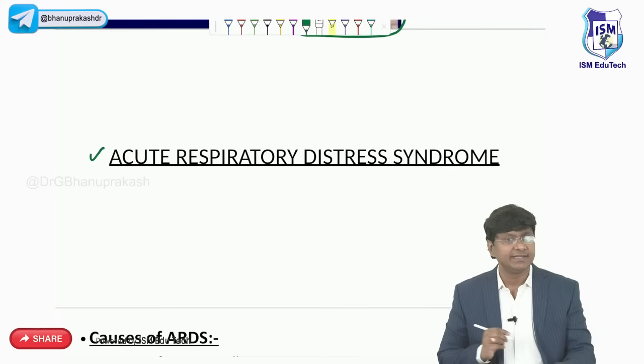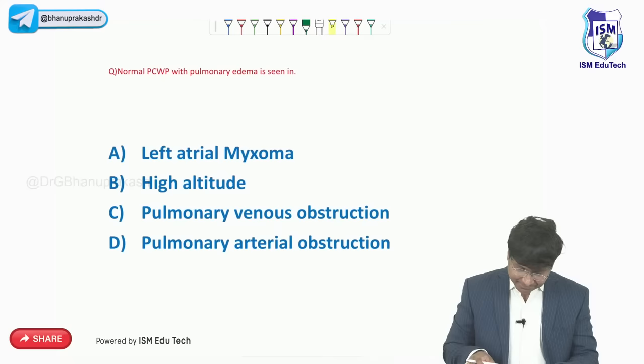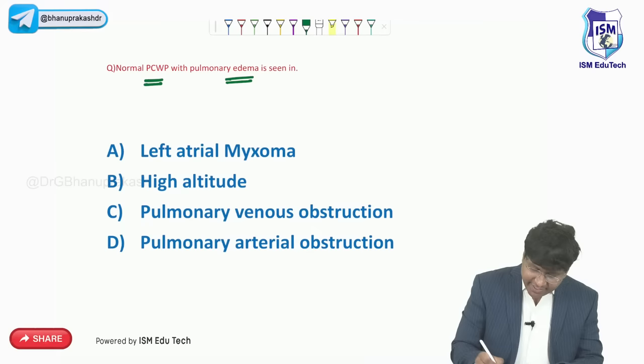Now, can anyone tell me, normal pulmonary capillary wedge pressure with pulmonary edema is seen in?